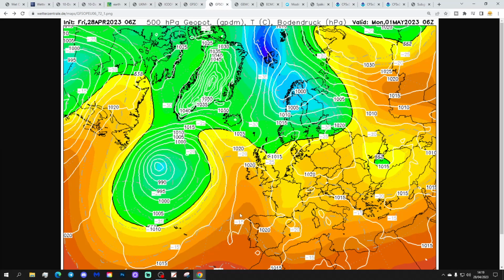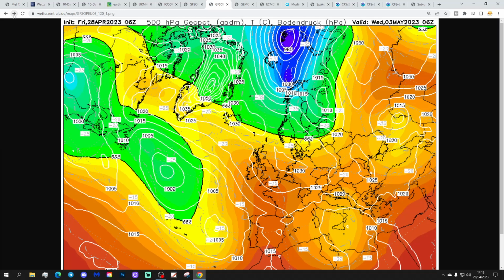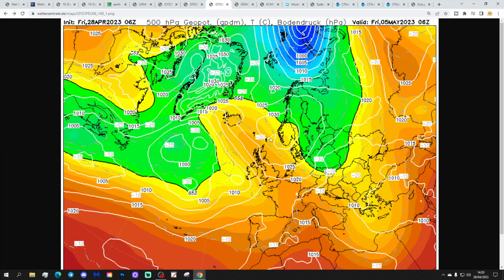The GFS 6Z, the latest, shows that we get rid of the low pressure on Bank Holiday Monday and build a ridge through the country Tuesday and Wednesday, that ridge strengthening over the country, bringing lots of dry and quite warm weather with it. Into the second half of next week, that high pressure is still just about holding on, but low pressure is trying to get in from off the Atlantic.